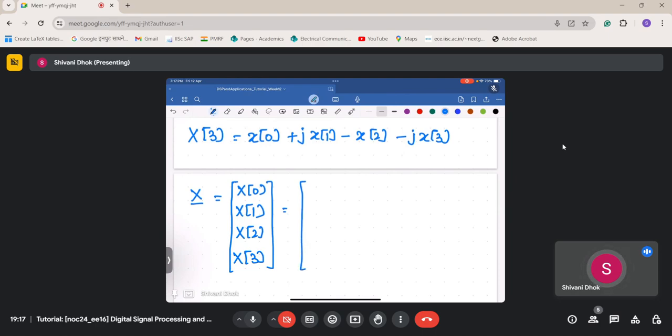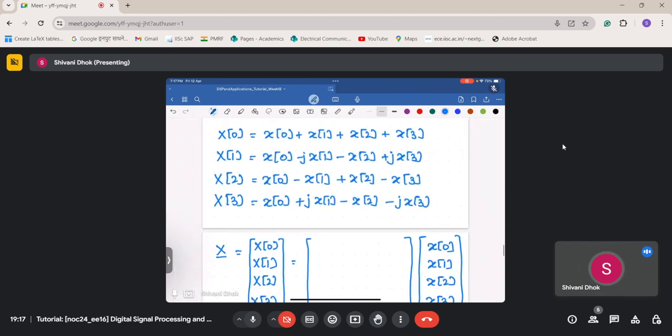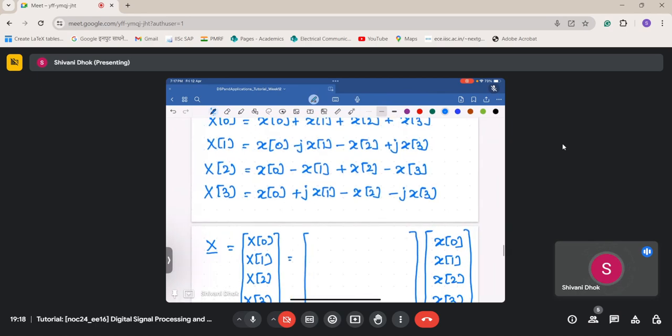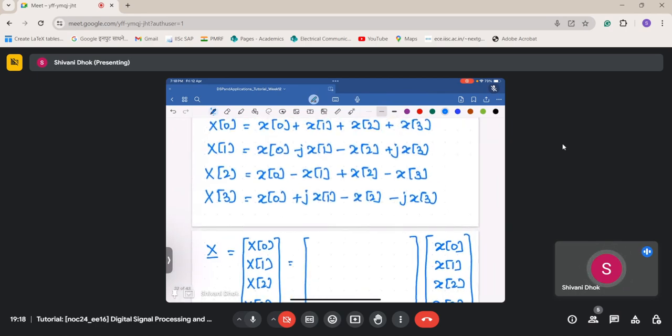Then I have a matrix coming here, and then I'll have this x vector, that is x of 0, x of 1, x of 2 and x of 3. So these are basically 4 simultaneous equations in 4 variables. So this X of 0 is 1 into x of 0, 1 into x of 1, 1 into x of 2, 1 into x of 3, and all added. So this will be 1, 1, 1, 1.